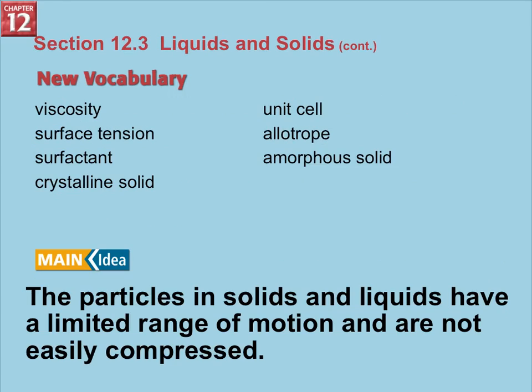Okay? New vocabulary. Again, this will be for you tomorrow in class, and you can get all these down then. Viscosity, surface tension, surfactant, crystalline solid, unit cell, allotrope, and amorphous solid. The main idea for this entire section: the particles in solids and liquids have a limited range of motion and are not easily compressed.